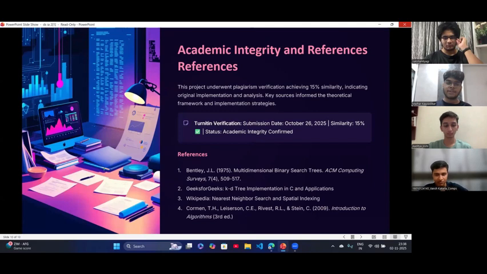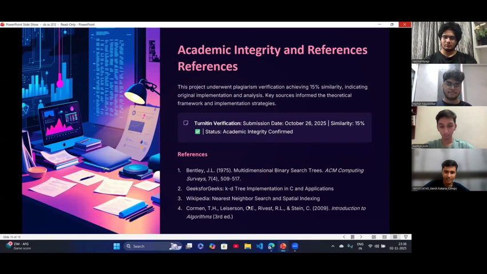Now, finally, to ensure academic integrity, we ran our project through Turnitin. As the slide shows, we achieved a 15% similarity score, confirming our original implementation and analysis. Our work was built on foundations laid by computer scientists, primarily John Bentley's original 1975 paper on these trees, as well as resources like GeeksforGeeks and the Introduction to Algorithms textbook. Now, Vansh, could you show us the Turnitin report?